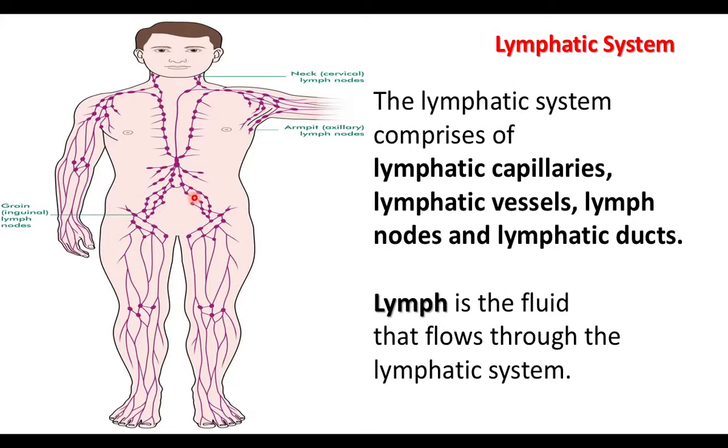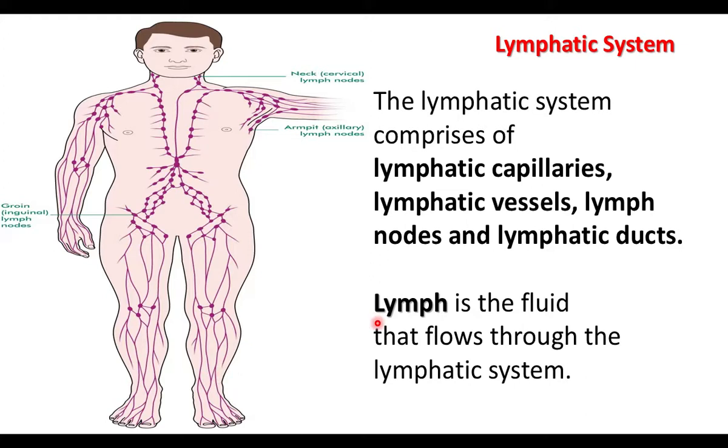Our body has 600 lymph nodes. The lymph nodes have small tubes called lymphatic ducts. Lymphatic ducts open into lymph nodes. Here the lymph nodes are shown as dots. Used lymph from various tissue spaces is collected by lymph capillaries and lymph vessels, and the lymph flows through the lymph vessels.